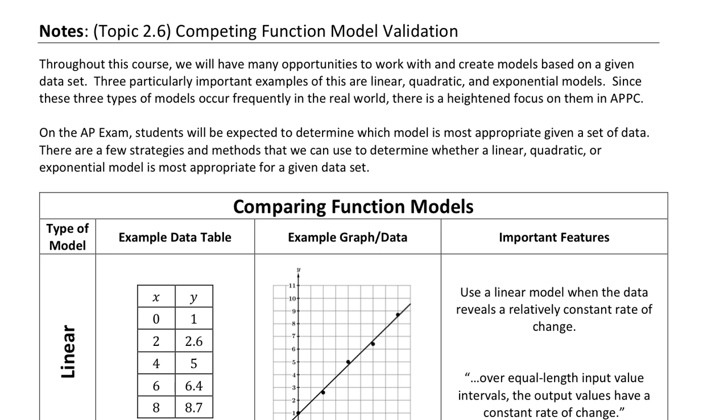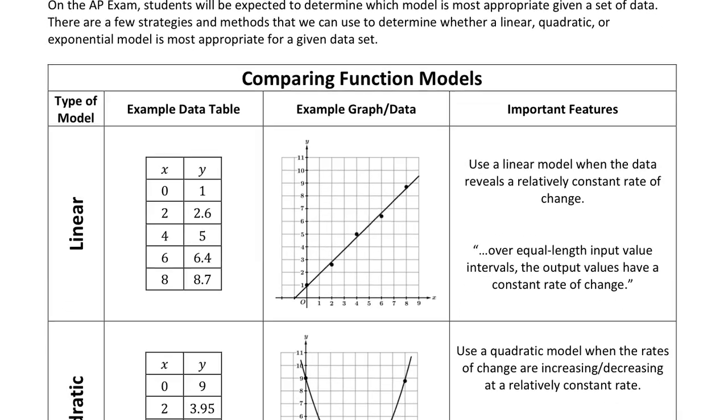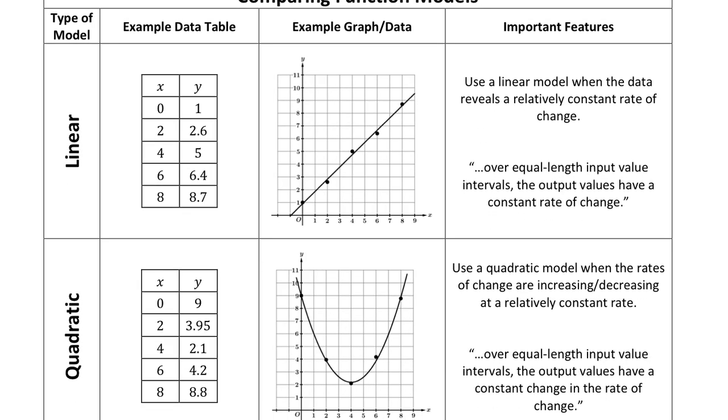I know polynomial was all of the types of polynomial, but if we focus just mainly on quadratic, we have the following information. We can look at a data table. We can see that the outputs are changing at a roughly similar or constant rate of change.